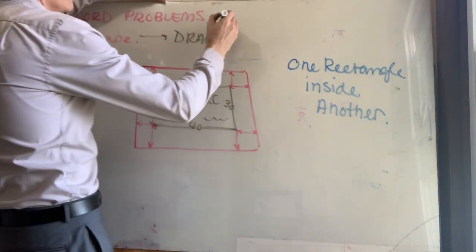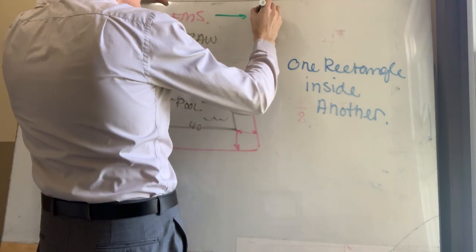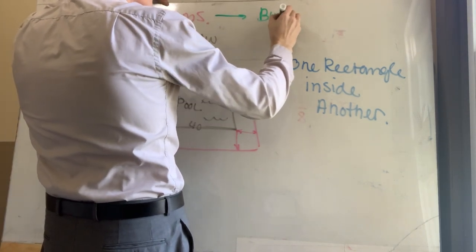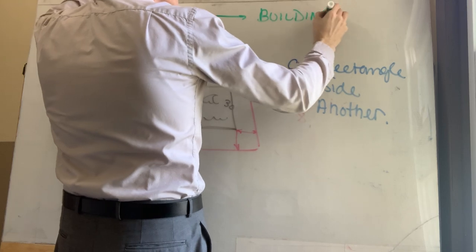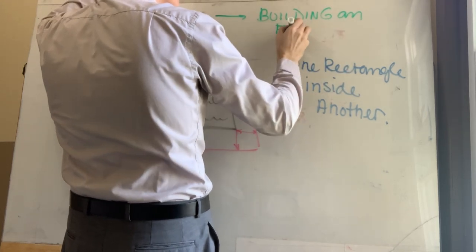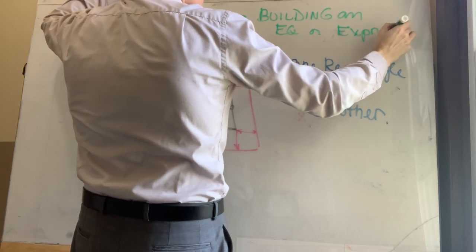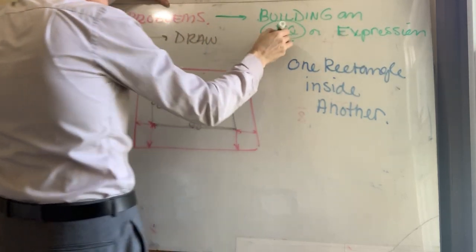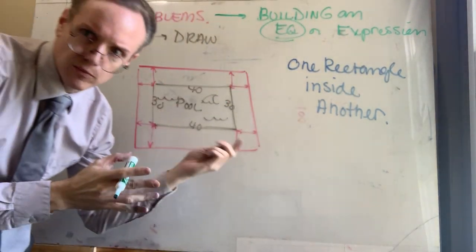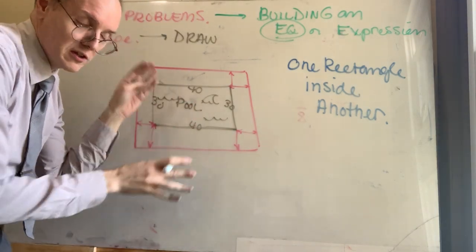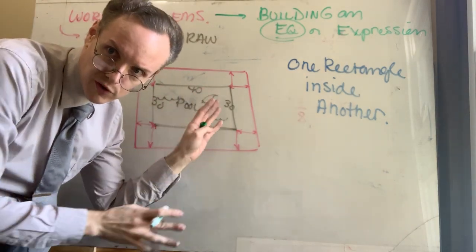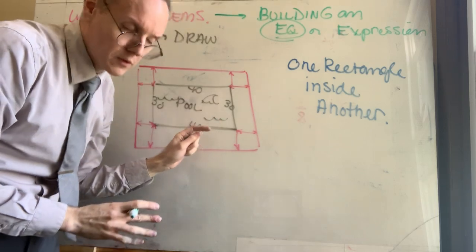That's basically what you do when you're trying to solve a word problem. The task of solving a word problem is basically building an equation, or sometimes it's just an expression. But in our case, it's going to be an equation. From there, sometimes they're purposely vague, and sometimes it's just poorly written phrasing.